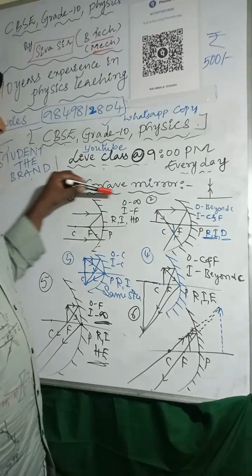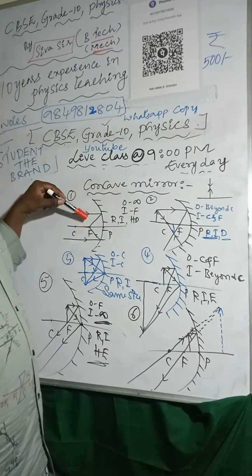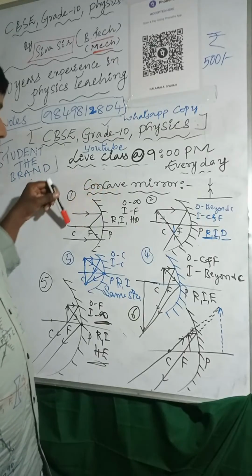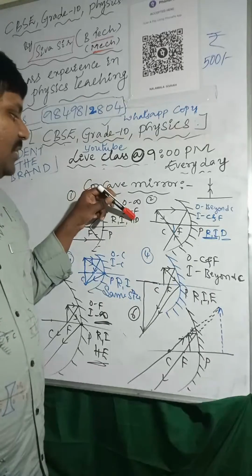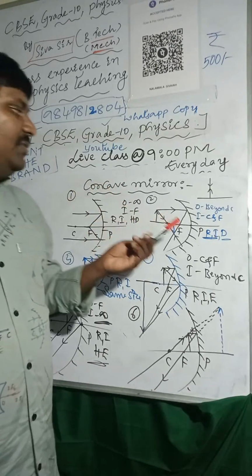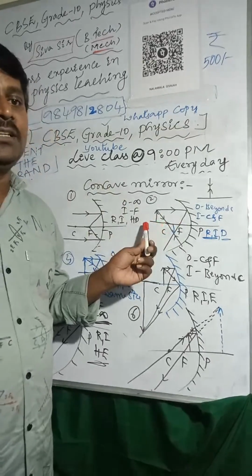So I'm considering in this case, object is at infinity, image will form at focus. So what is the nature of the image? Real, inverted. What is the size of the image? Highly diminished.